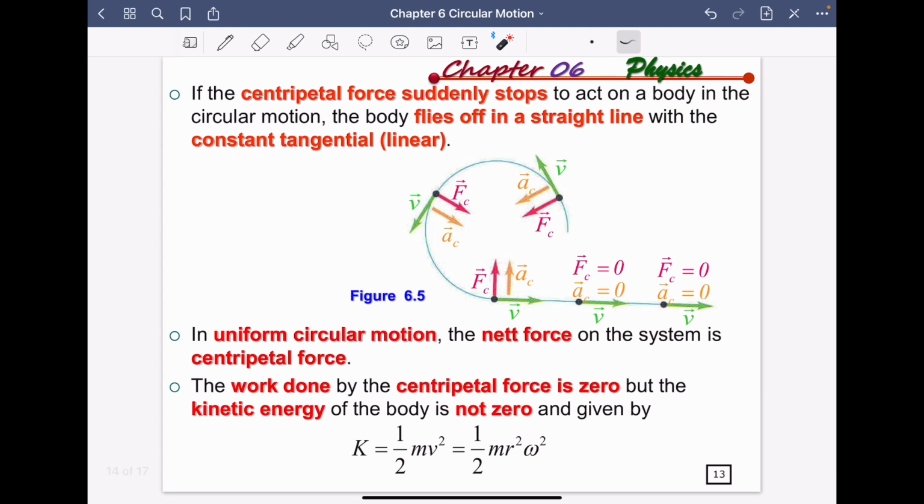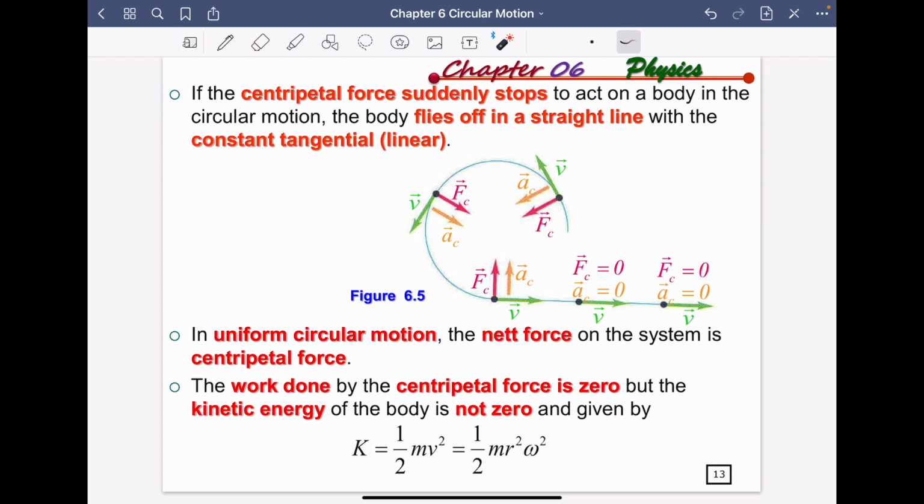Okay, so if the centripetal force suddenly stops acting on a body in circular motion, the body flies off in a straight line with constant tangential linear motion lah. Okay, constant tangential or linear. So maksudnya di sini, kalau objek ni dia bergerak dalam gerakan membulat kan, okay, and suddenly centripetal force stops. Tak ada dah centripetal force. So dia bergerak tu nanti finally dia akan go kepada kinematic of linear motion. Dia akan bergerak secara linear lah, linearly.